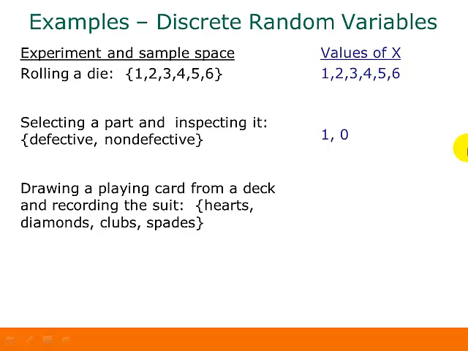So for example, if we were actually playing a game where we were drawing a playing card and the suit made some kind of difference about how much money we won or lost, then we could use that to put a numerical value on these 4 outcomes. So for example, we might use these 4 numerical values for those 4 outcomes. And again, what these values are would depend on the situation.